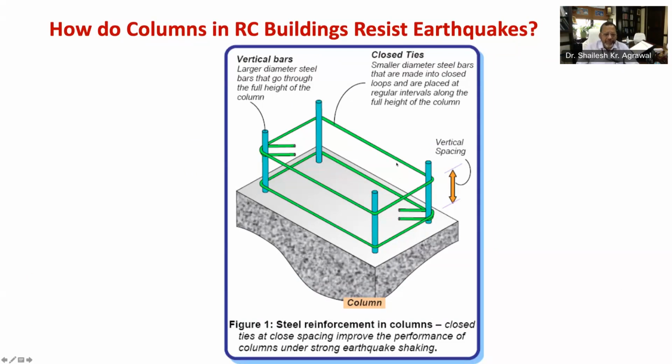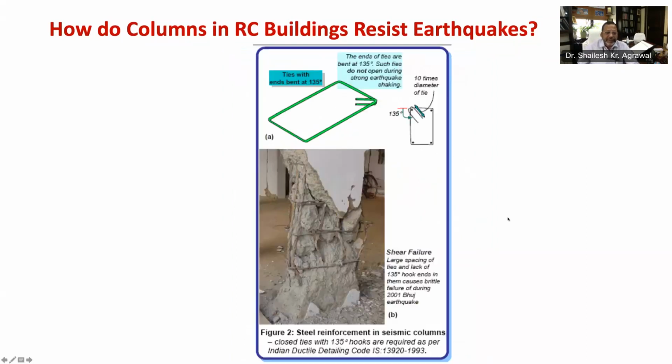As told during beam details, these transverse ties or closed loop links play a very important role in earthquake resistance. Now let's look at the failure or damage columns sustained during earthquake shaking. The first is axial flexure failure, also known as compression bending failure, which means buckling or crushing of columns. Next is shear failure, which is shown in this figure 2b. Shear failure is brittle and must be avoided in columns by providing transverse ties at closer spacing.